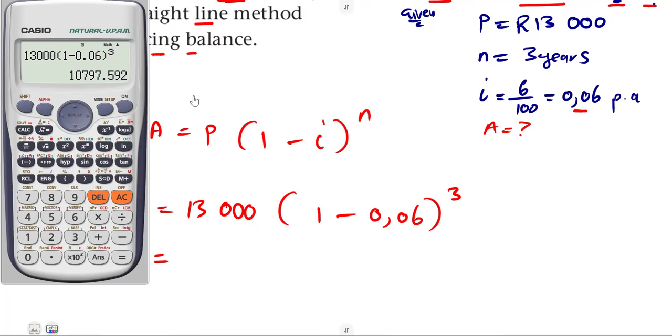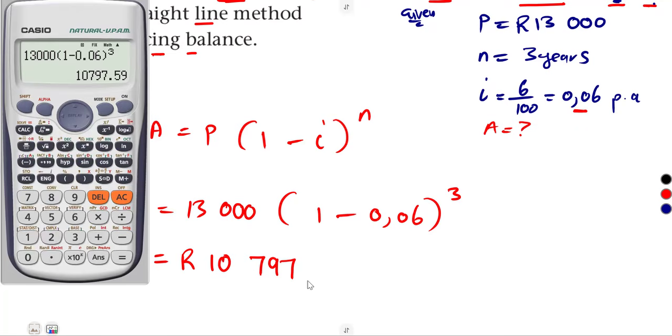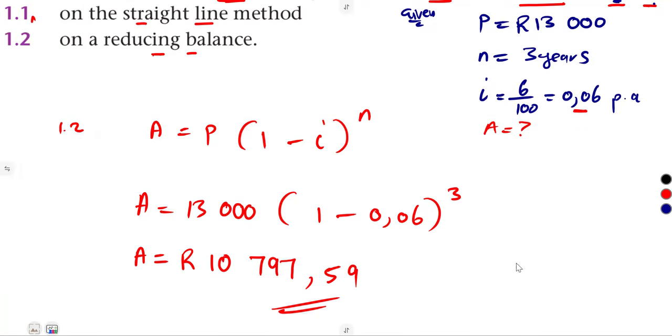And since we are dealing with money, we can round off to 2 decimal places, but also follow the instructions that you'll be given. But specifically to what? 2 decimal places. So it's going to be 0.59, or you can just press shift, then go to the setup, and fix your calculator to 2 decimal places. So that is what we are going to have, which is 10,797.59. This is what we have, to 2 decimal places.